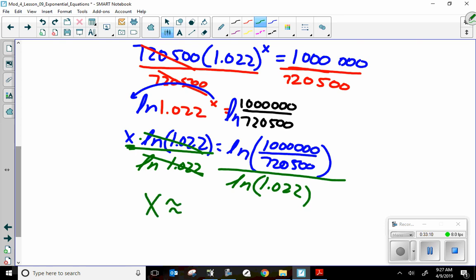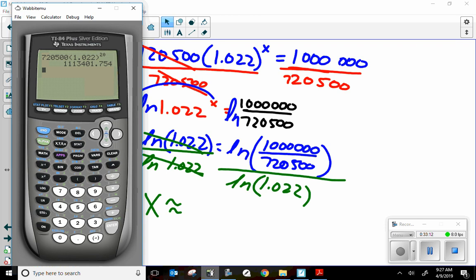X would approximately be, alpha y equals, enter the natural log of 1 million, 1, 2, 3, 4, 5, 6, divided by 720,500 all over the ln of 1.022. That should be less than, yep, okay, we did something wrong.